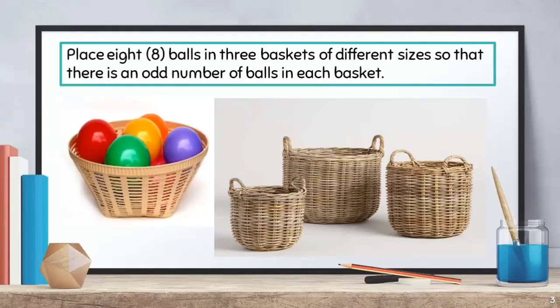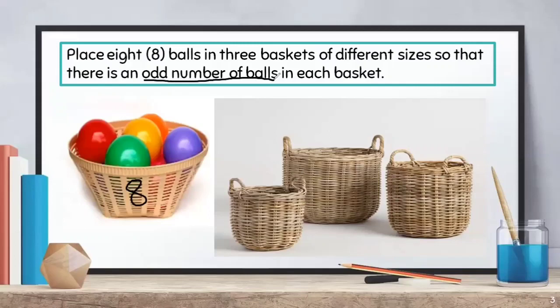Okay, so what do you think will be our answer? So again, if we are going to answer this, we're going to follow the certain condition in our problem. First, we're going to divide our 8 balls into 3 baskets. Meaning that each basket should have an odd number of balls. So that would be our condition.